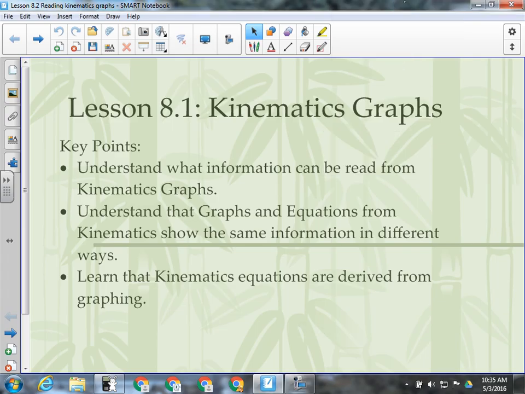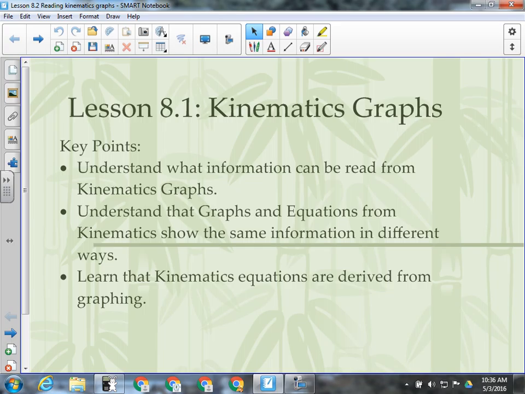All right, so what we're looking at today, guys, are the 2 main types of graphs that we are going to deal with in Science 10 physics. That is position versus time graphs, which we did a lab on yesterday, and velocity versus time graphs, which we haven't touched on, but we'll also be doing a lab on a little bit later. So what we have to get out of today: understand what information can be read directly from those 2 types of graphs. That's kind of the easy part.